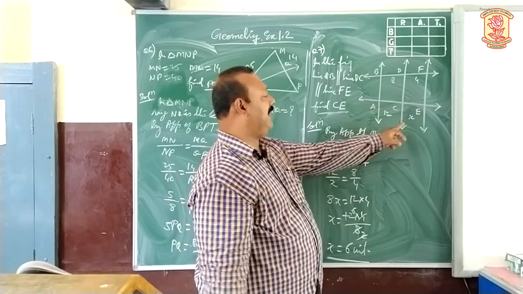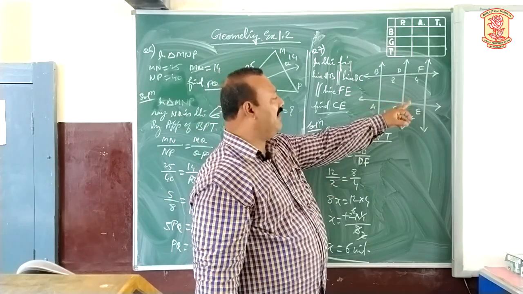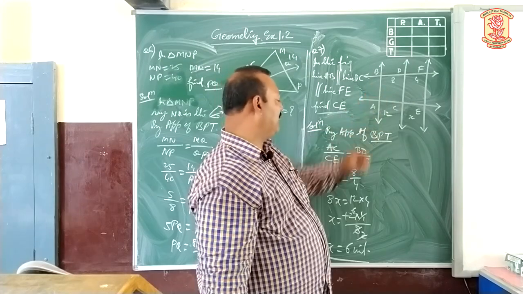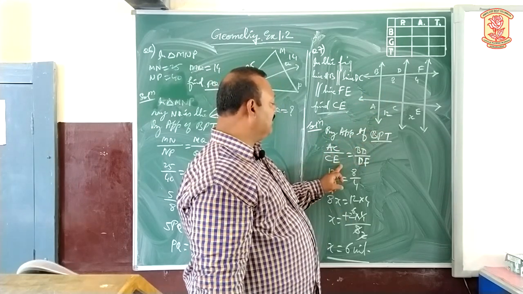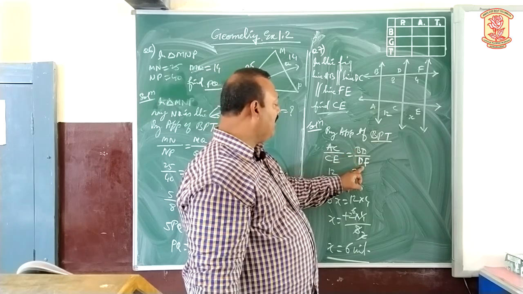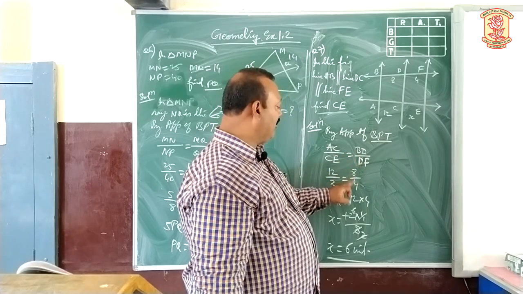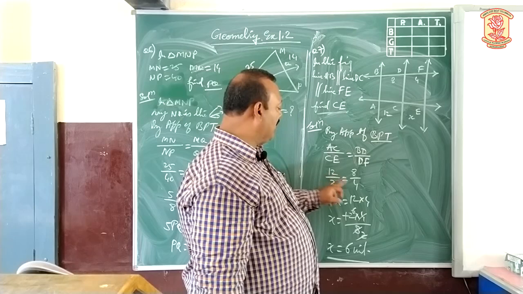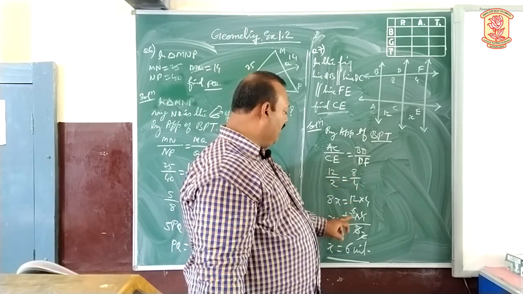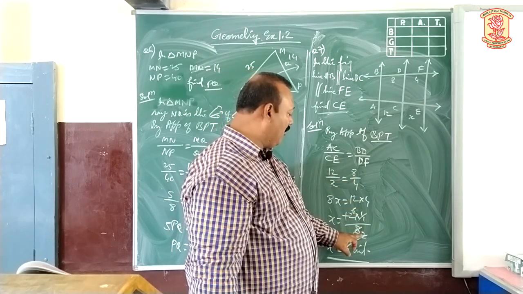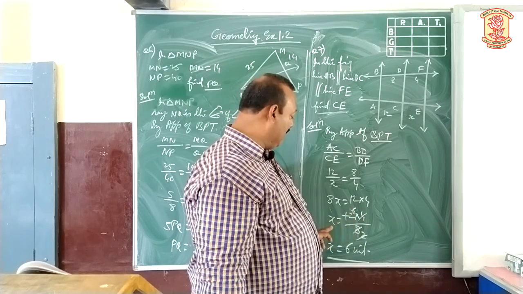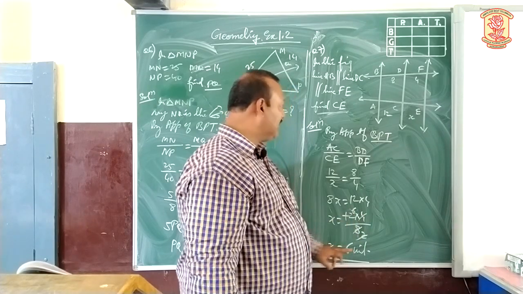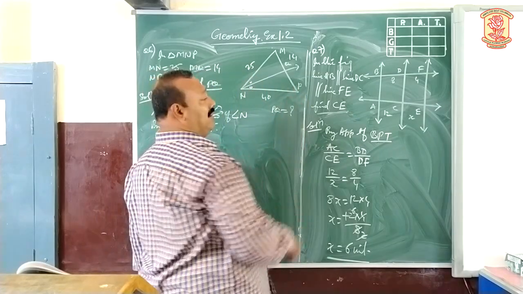How to find the value of X? When three parallel lines are given and they are intersected by two transversals, apply the application of BPT. AC upon CE is nothing but BD upon DF. 12 upon X equals 8 by 4. Make a cross. 12 into 4 divided by 8. Now 4 ones are 4, 4 2s are 8, 2 ones are 2, 2 6s are 12. The value of X comes to be 6 units. That completes question number 7.